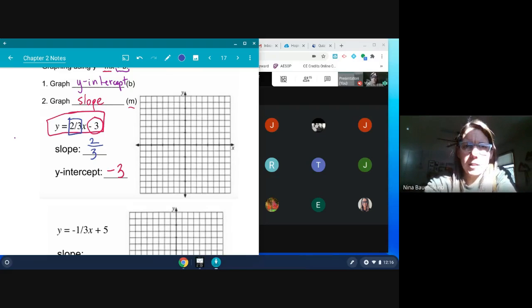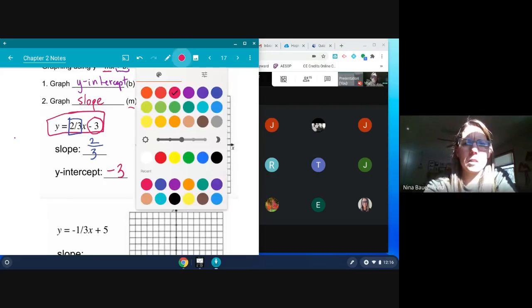When we graph this, we're going to go in the same order. So the first thing we're going to do is graph -3. So down 1, 2, 3. It's going to be on the middle vertical line, up or down. This one is -3, so we went down 3.